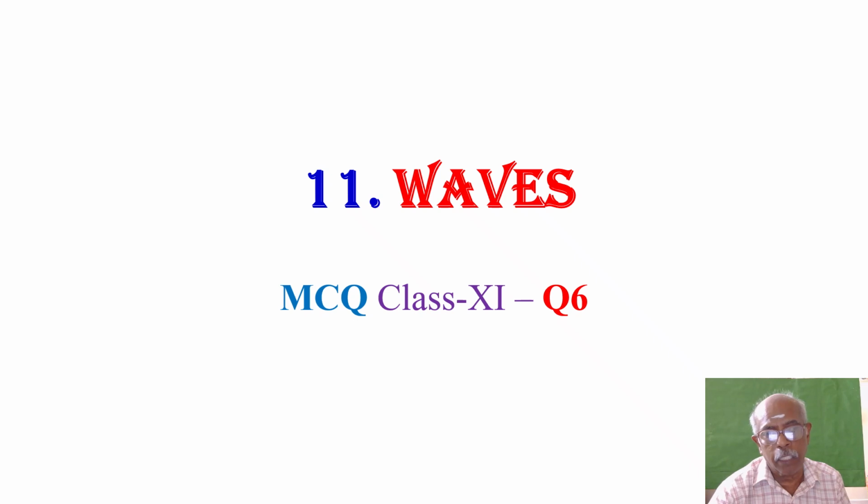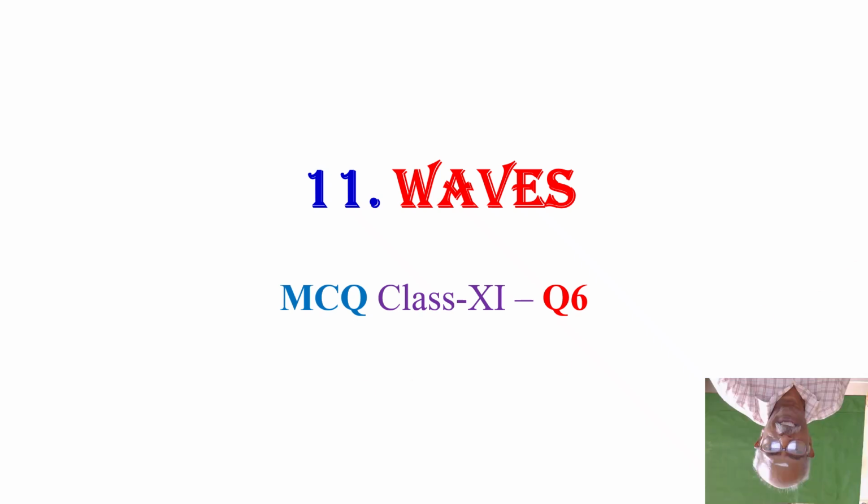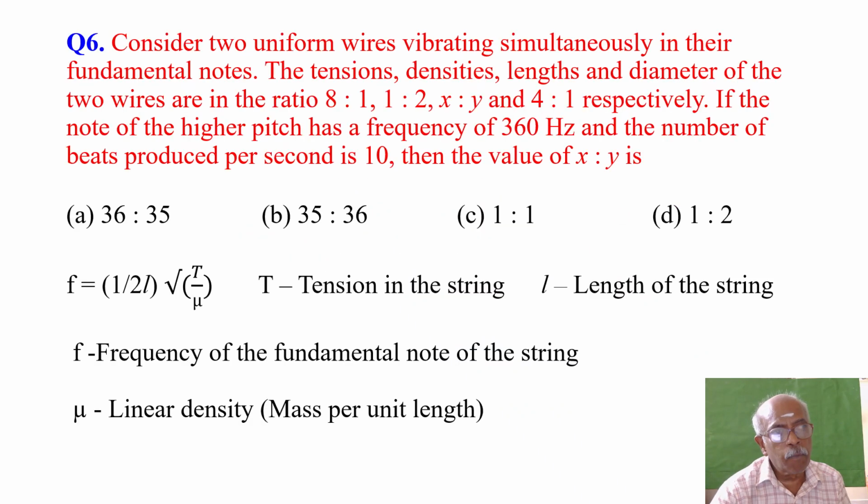In today's video, we are going to solve an MCQ in the chapter Waves, which is in your class 11 syllabus. The question is, consider two uniform wires vibrating simultaneously in their fundamental modes. The tensions, densities, lengths and diameter of the two wires are in the ratio 8:1, 1:2, x is to y and 4:1 respectively.